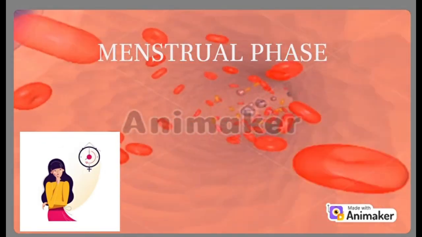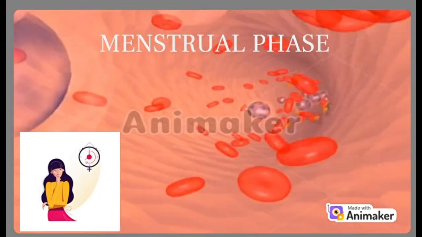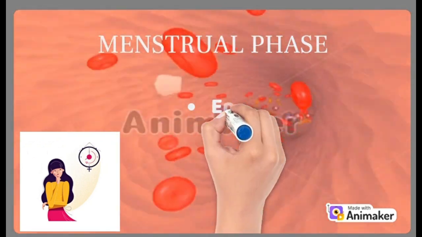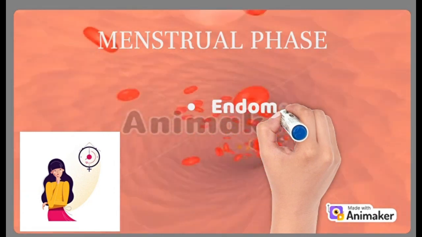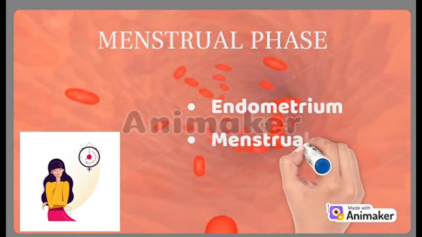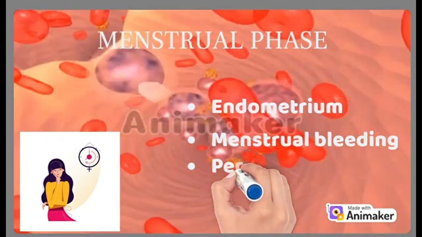The menstrual phase marks the start of the cycle. During this phase, the lining of the uterus, called the endometrium, sheds and is expelled from the body through the vagina. This results in menstrual bleeding, commonly known as a period.